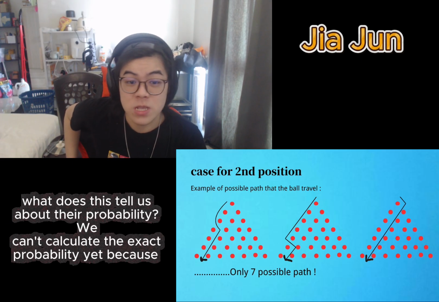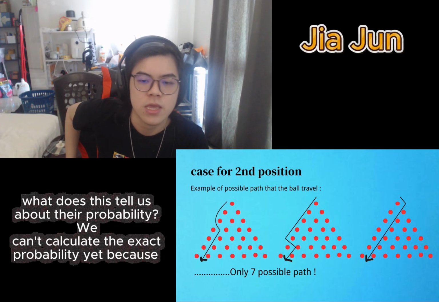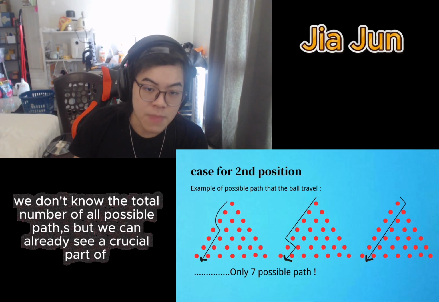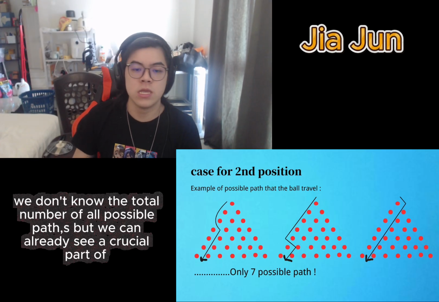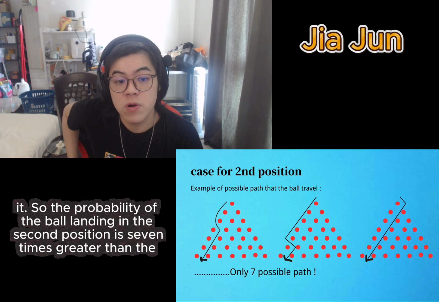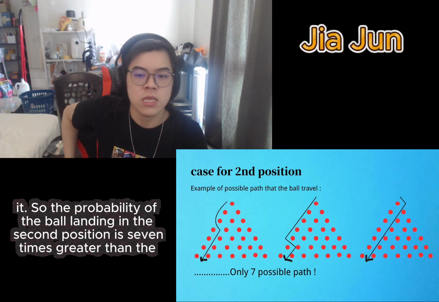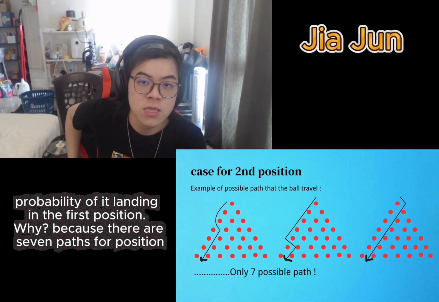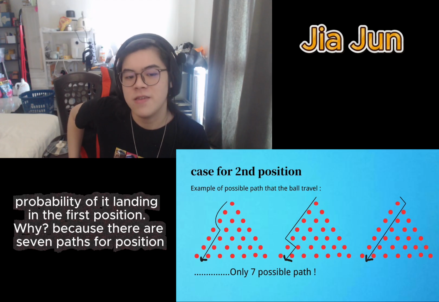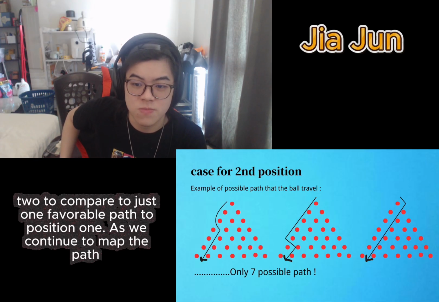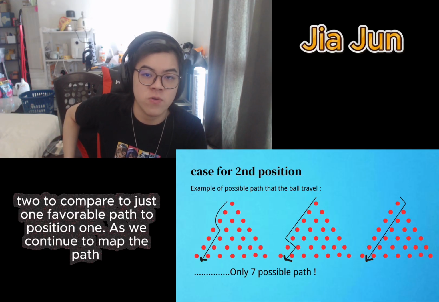So, what does this tell us about their probability? We can't calculate the exact probability yet, because we don't know the total number of all possible paths, but we can already see a crucial part of it. The probability of the ball landing in the second position is 7 times greater than the probability of it landing in the first position. Why? Because there are 7 paths to position 2 compared to just one favorable path to position 1.